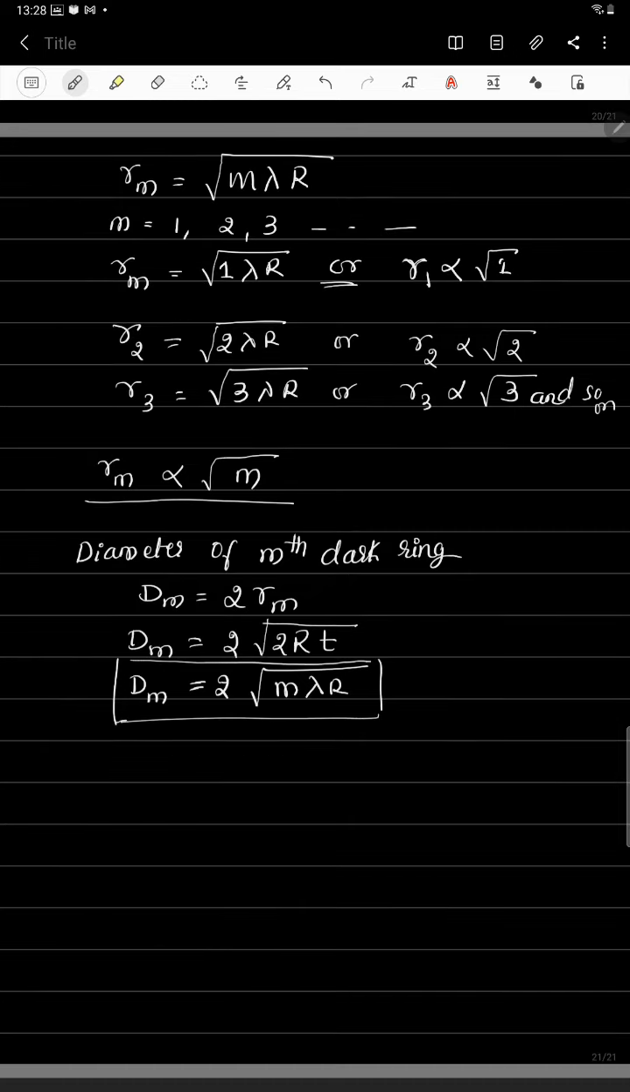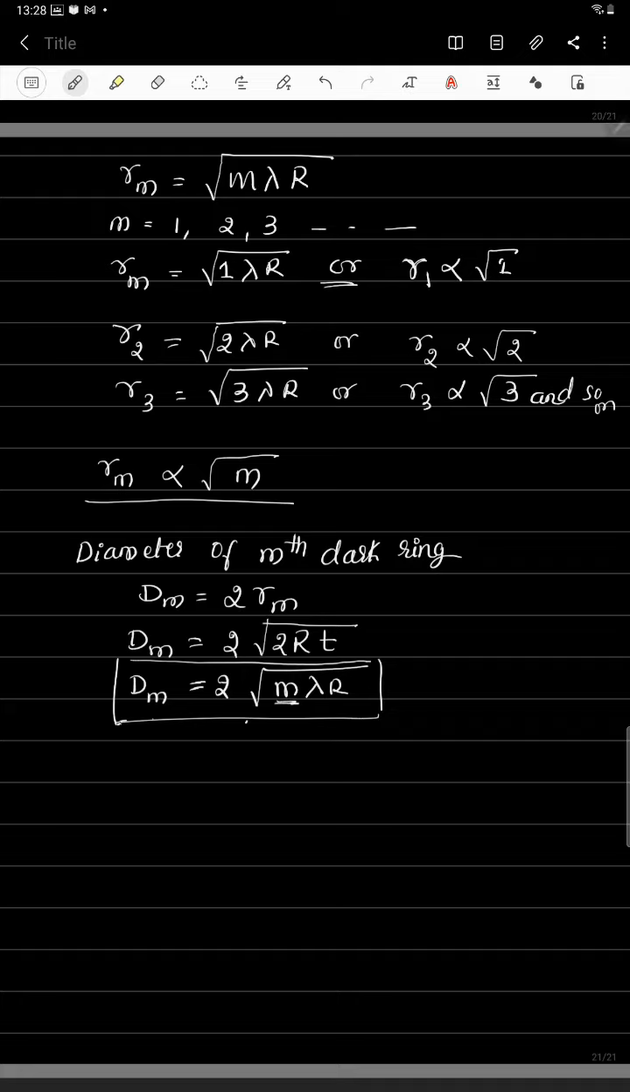From this expression, the diameters of the dark rings are proportional to the square root of the natural number, that is, m square root of the natural number. Therefore, the diameter of the ring does not increase in the same proportion as the order of the ring.